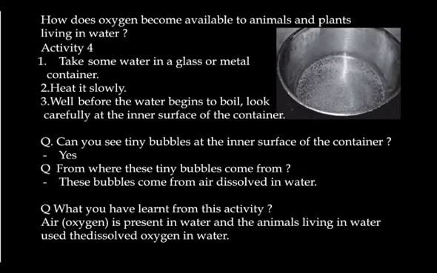How does oxygen become available to animals and plants living in water? Now again we are going to know this by an activity. Take some water in a glass or metal container. Heat it slowly. Well, before the water begins to boil, look carefully at the inner surface of the container. Can you see tiny bubbles at the inner surface of the container? Yes. Where do these tiny bubbles come from? These bubbles come from air which is dissolved in the water.